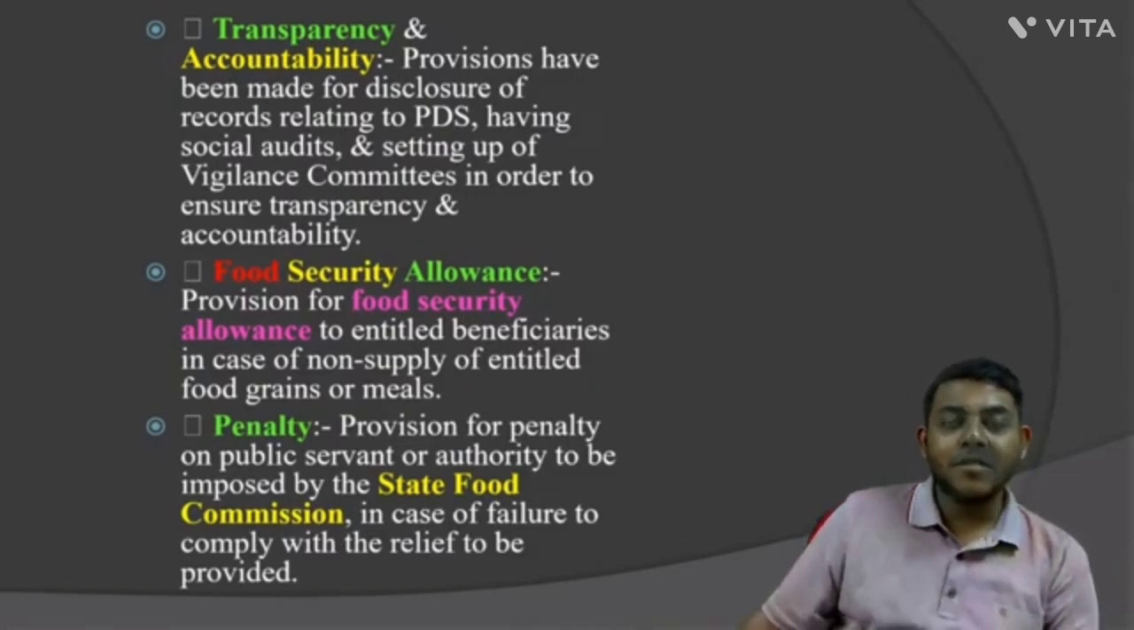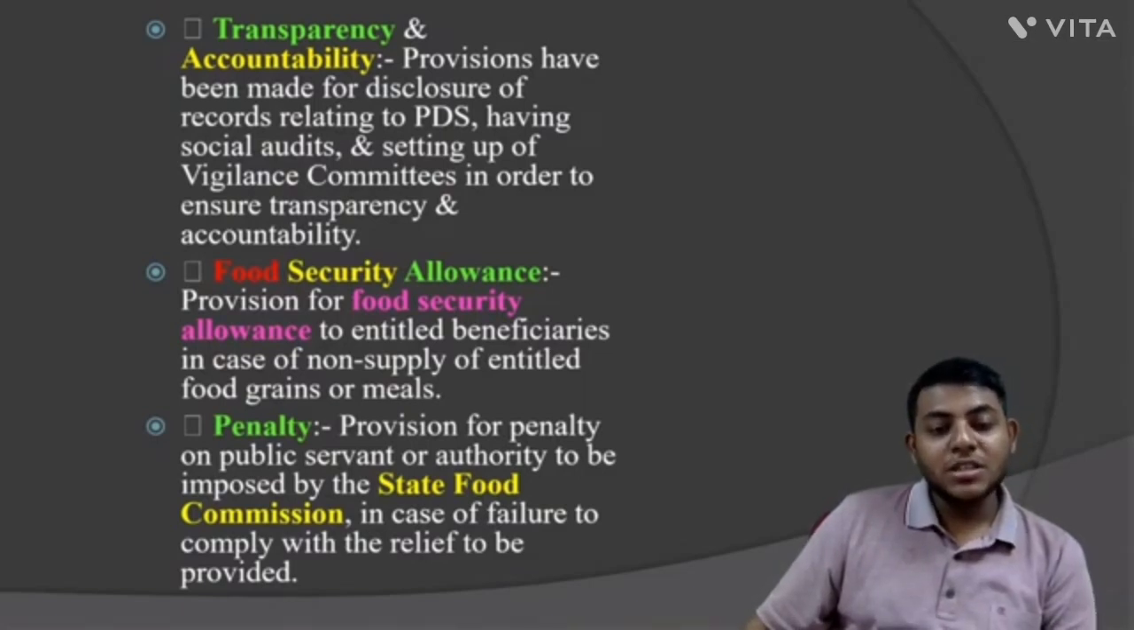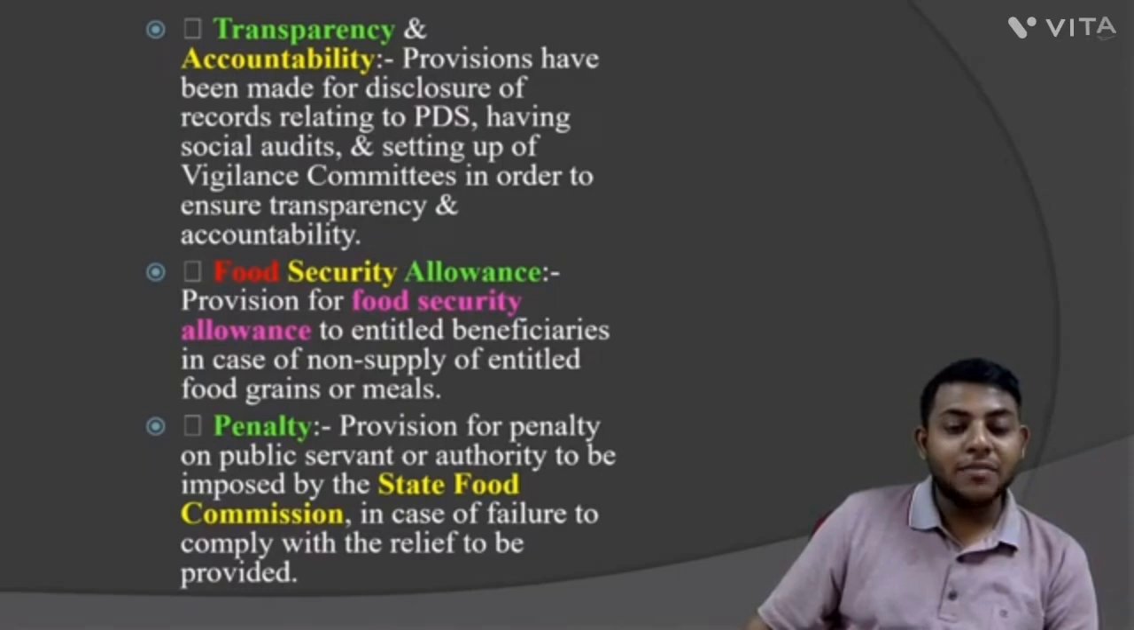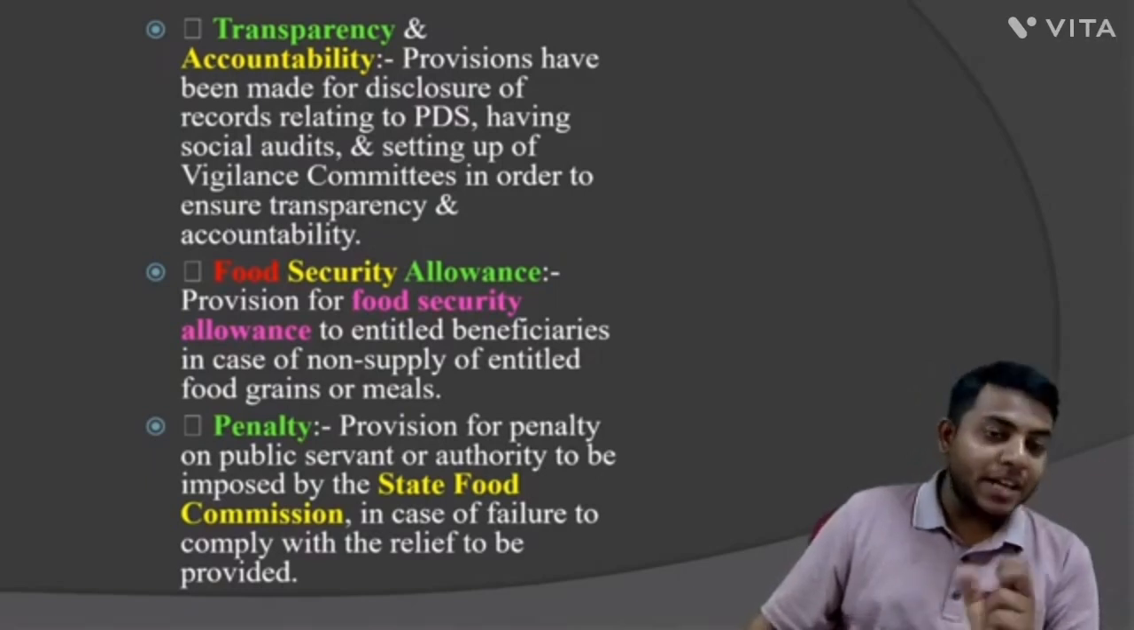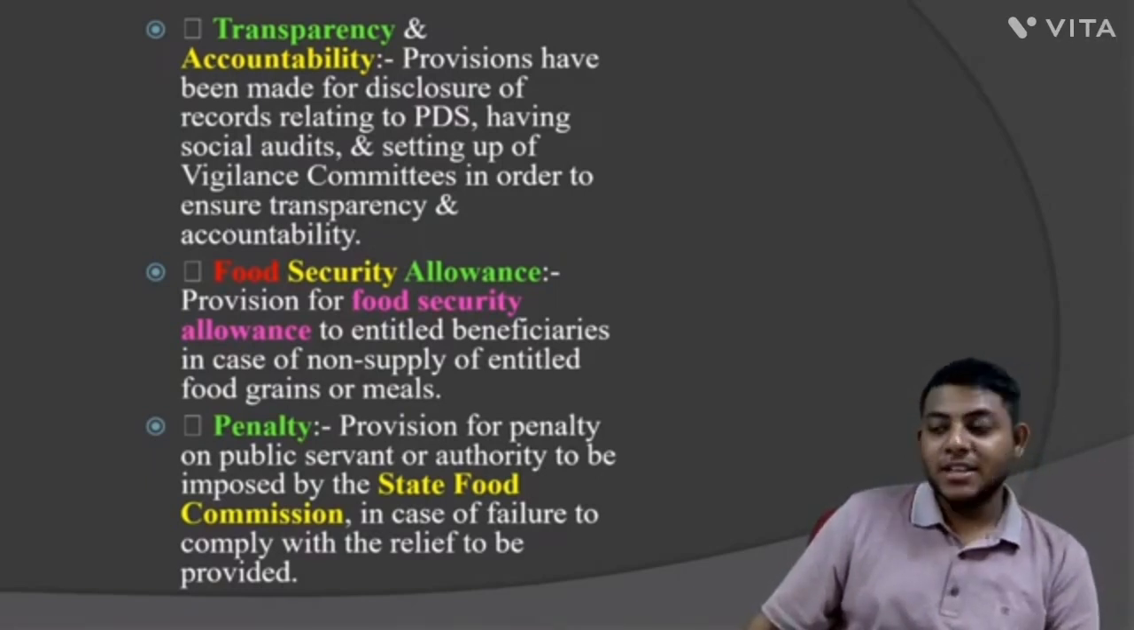So the next salient feature of the National Food Security Act of 2013 is pertaining to food security allowance. A provision for food security allowance to entitled beneficiaries in case of non-supply of entitled food grains or meals has also been ensured under this National Food Security Act of 2013.